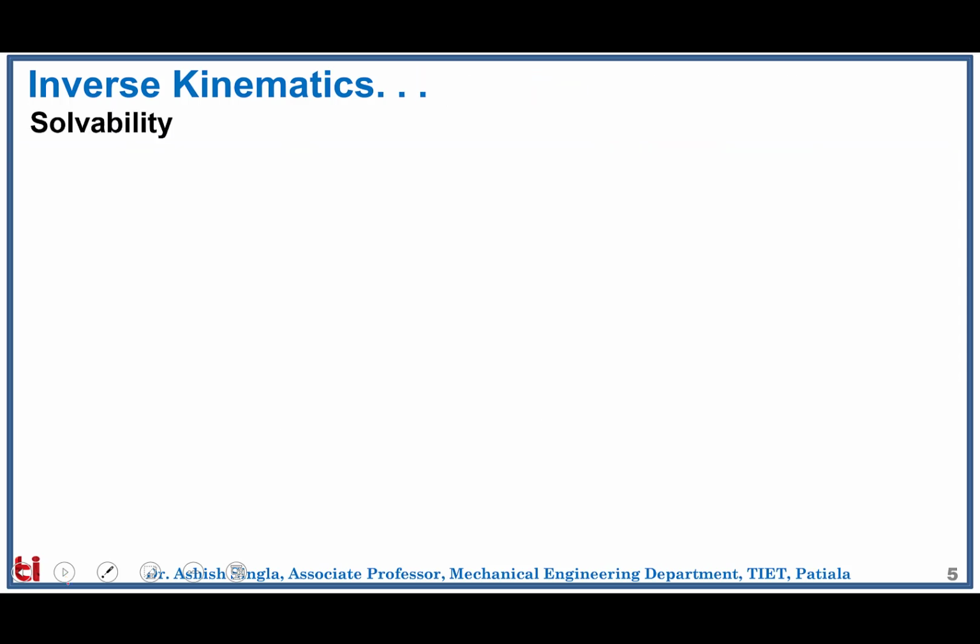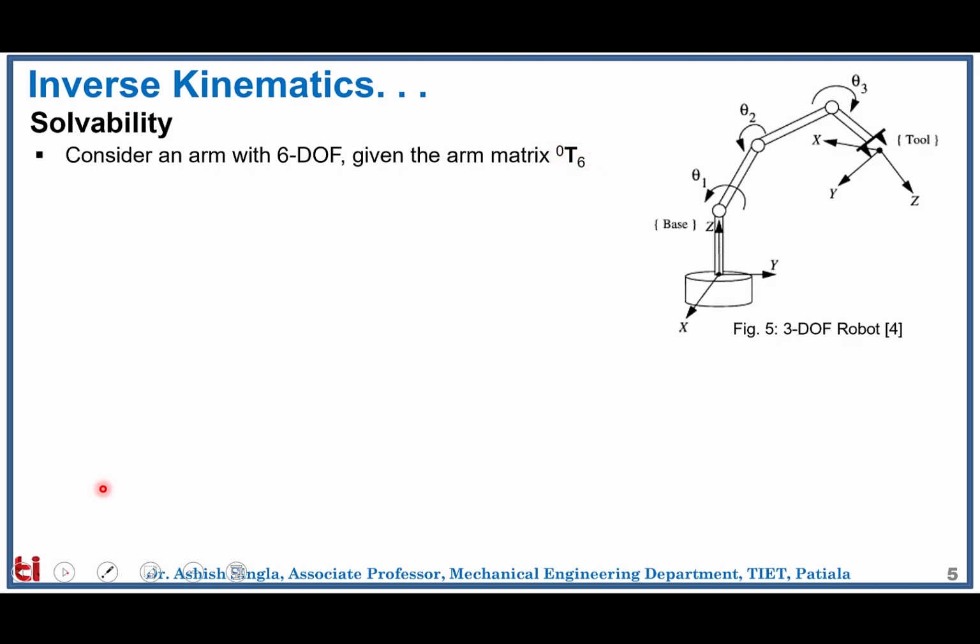So the first issue with inverse kinematics is solvability, which means whether we are able to solve for the solution or not. So consider an arm with 6 degrees of freedom, where the transformation from the tip of the manipulator to the base is given, which is like 0T6. So the figure shows a 3 degree of freedom manipulator, whereas we are talking about a 6 degree of freedom manipulator, because with 6 degrees the end effector can be placed in any arbitrary position as well as orientation.